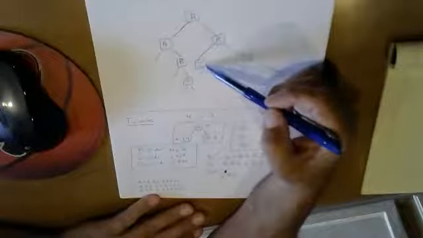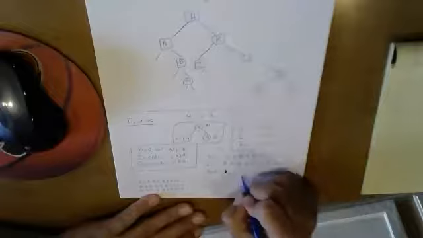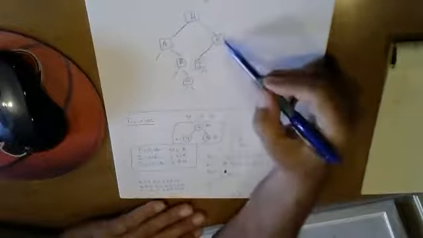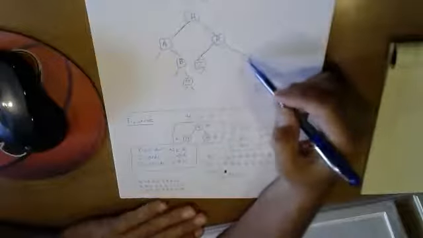I come to here. I move to the left. I come to here. There's no left. There's no right. Now I take care of the node. I come back up to here to the R. I took care of its left. So now I move to the right.